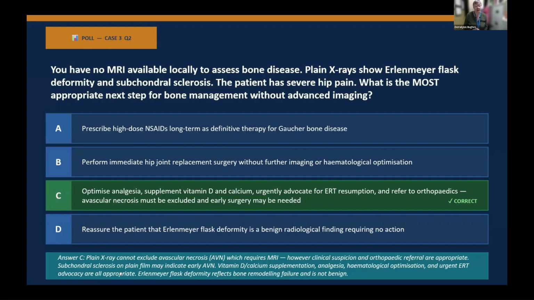So optimizing analgesia in whatever is appropriate and available for that patient is really important with what may well be a bone crisis. And then thinking about longer term treatments with optimizing vitamin D and calcium, enzyme replacement therapy. And it may be that a referral to orthopedics is required for a joint replacement at some time. So it should be considered, but not necessarily as the only activity for this patient.